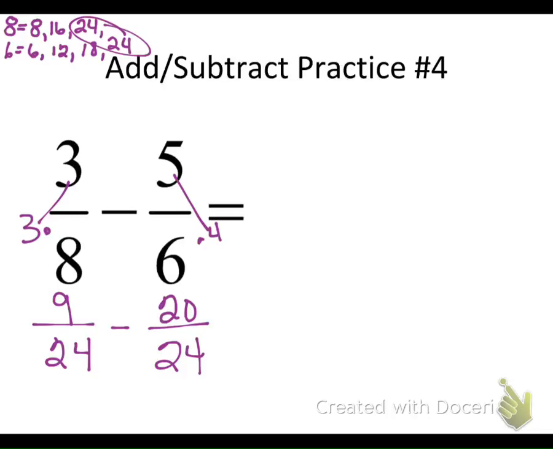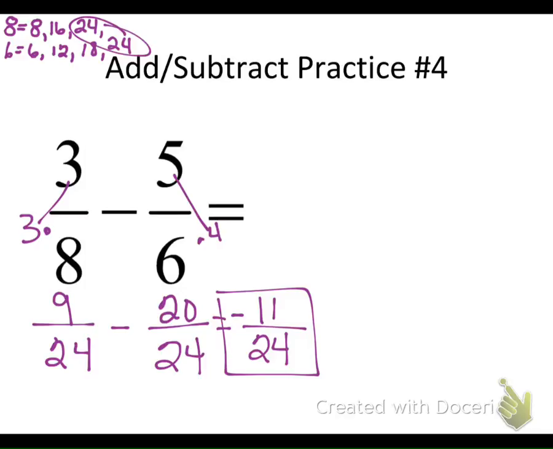So what I can do, remember how we did integers last week a little bit? You're going to take the big number and subtract the small number. So what's 20 minus 9? 11. So then you have to look, which number is bigger, 9 or 20? What type of number is 20? A negative. So what type of number is that 11? A negative. And then my denominators stay the same. What's my denominator? 24. So it's going to be negative 11 over 24.